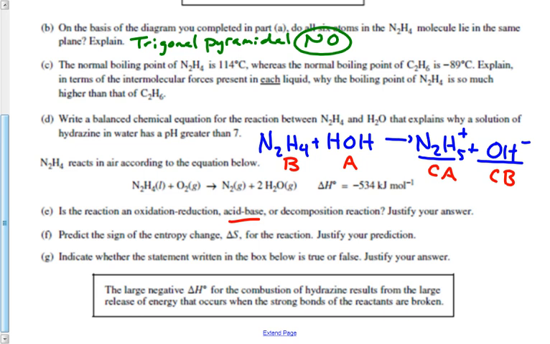Now there are these Lewis acid bases that gain and lose electrons, and it's really not an issue anymore. So we don't talk about it. So it probably is oxidation reduction. The problem is it says justify your answer. So what you need to do is find something that gains charge and something that loses charge. If you can do that, then it's an oxidation reduction reaction.